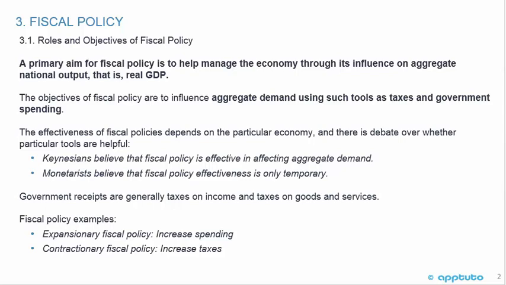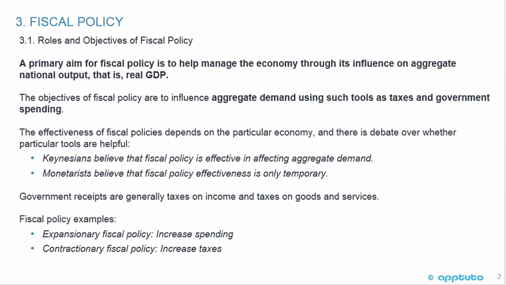The effectiveness of fiscal policies depends on the particular economy, and there is debate over whether particular tools are helpful. So Keynesians believe that fiscal policy is effective in affecting aggregate demand, but monetarists believe that fiscal policy effectiveness is only temporary. Government receipts are generally taxes on income and taxes on goods and services.